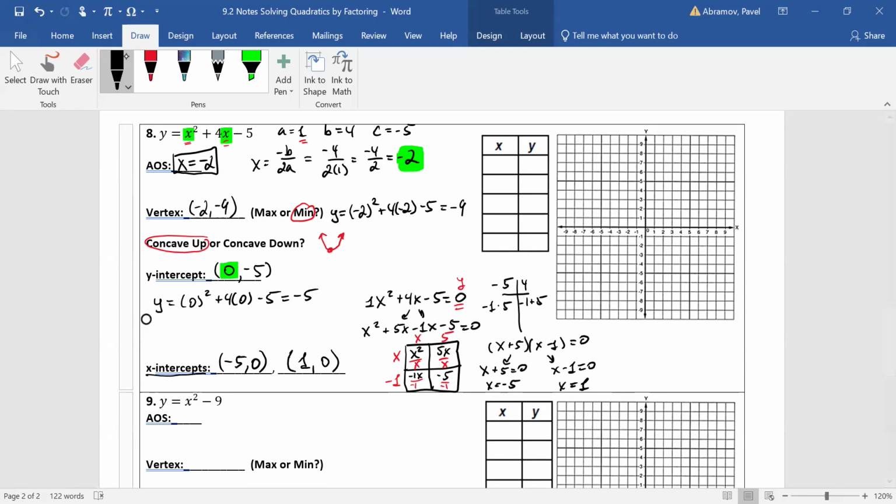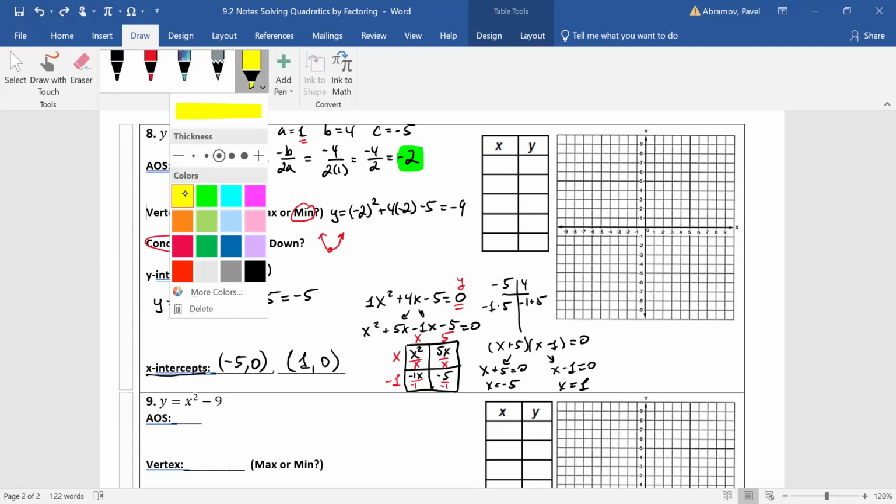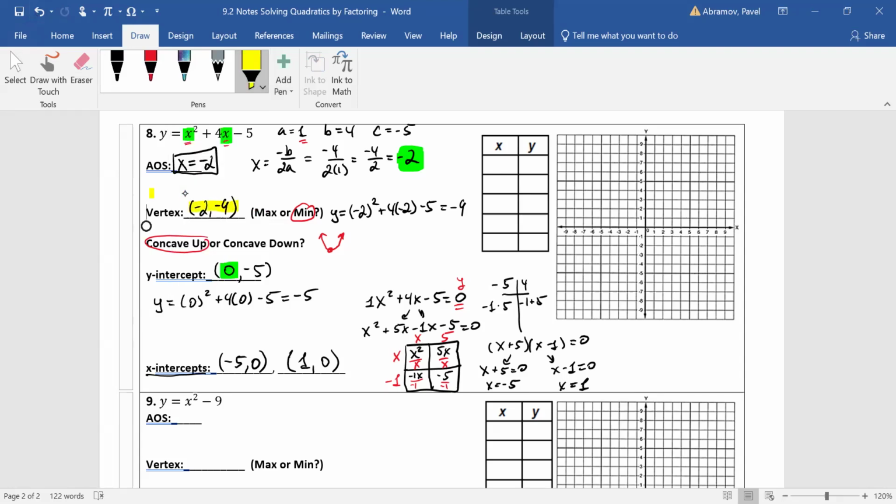Okay, so now let's see what we have for our table and to graph the function. First of all, we always start with plotting the vertex. So our vertex is negative 2, negative 9. So negative 2, negative 9 is right here, big red dot. That's our vertex. Then we have y-intercept of 0, negative 5.